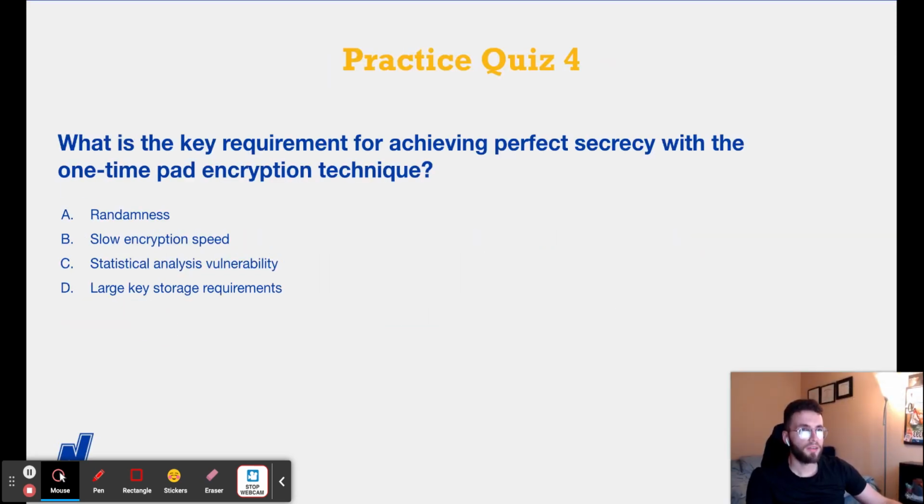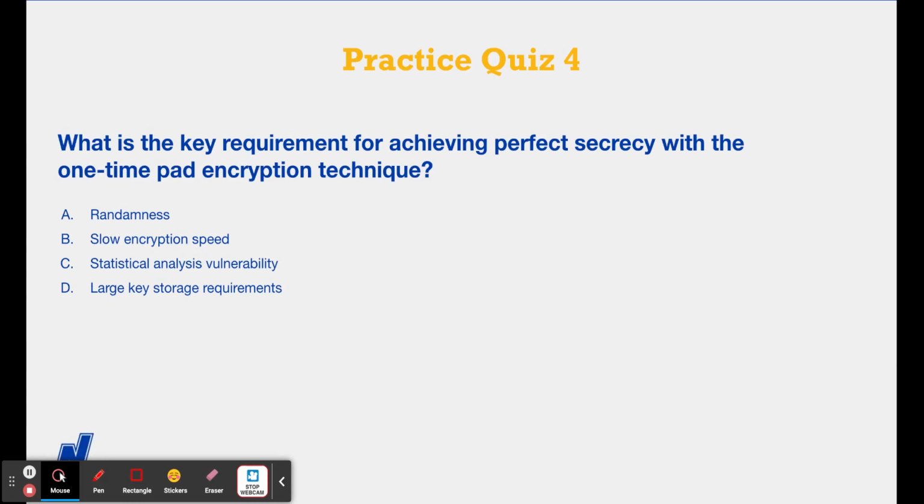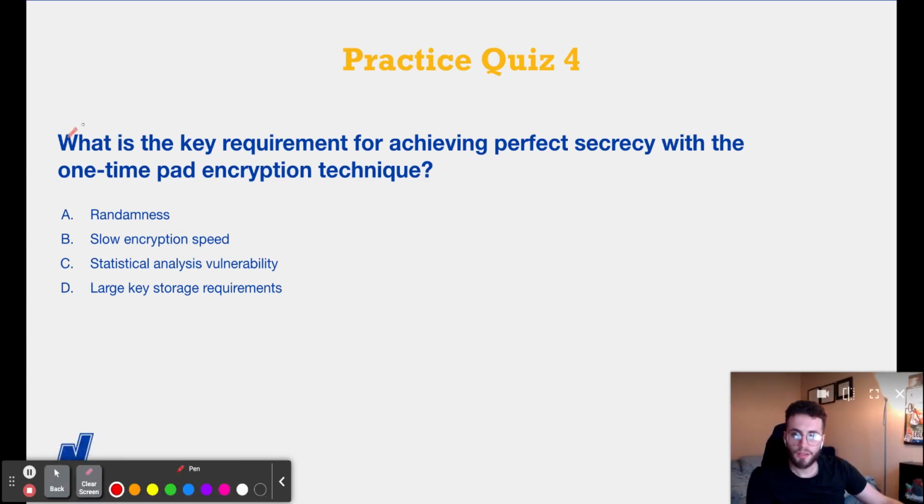All right, perfect. Let's have some quiz questions next. This quiz question is actually going to challenge your understanding of one-time pad encryption techniques. The question is, what is the key requirement for achieving perfect secrecy within the one-time pad encryption technique? Is it A, randomness, B, slow encryption speed, C, statistical analysis vulnerability, or D, large key storage requirement?